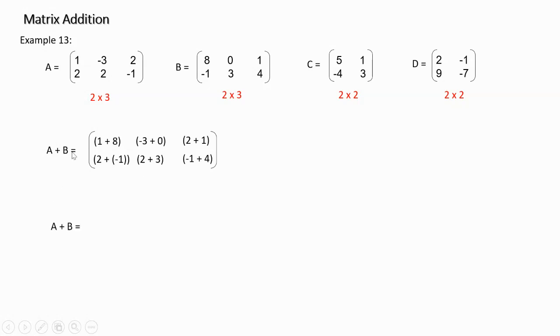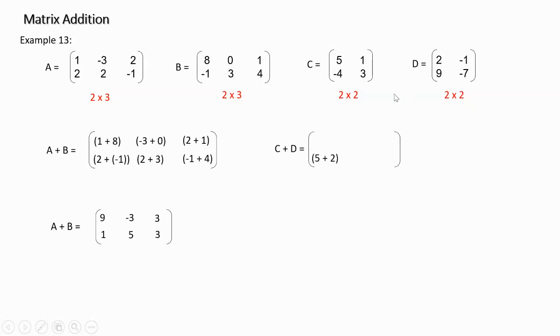So, hey guys, this is just to show you the steps, right? But you can go straight from here, just looking at matrix A and B to get the answer. For example, 1 plus 8 is going to be 9. Negative 3 plus 0 will give us negative 3. 2 plus 1 will give us 3. 2 plus negative 1 will give us 1. And 2 plus 3 will give us 5. And negative 1 plus 4 will give us 3. That's your solution. Now let's try C plus D.